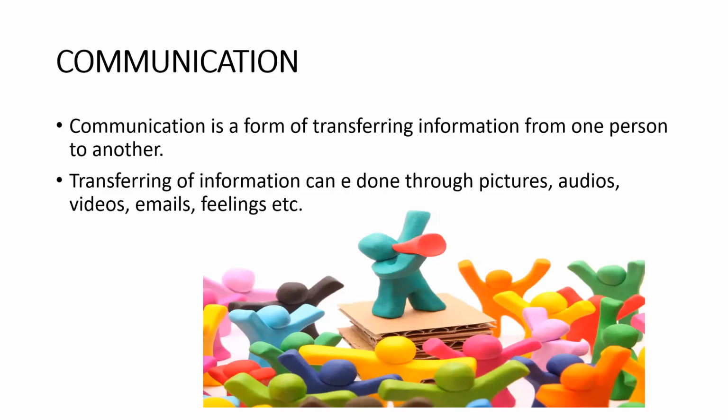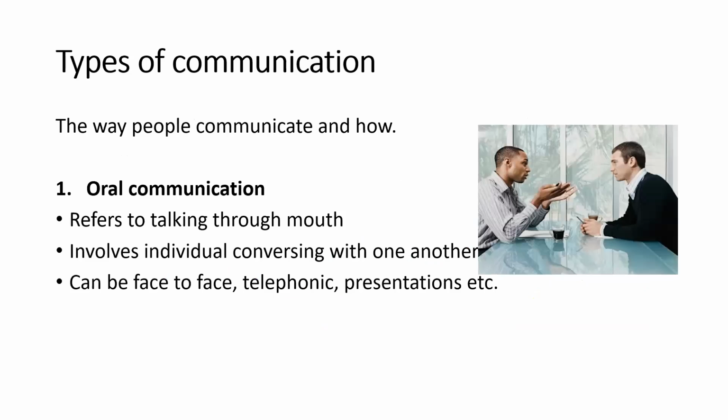Types of communication. When we say types of communication, we mean the way people communicate, like how they communicate. Let's start with oral communication. What do we mean by oral communication? Okay, this refers to talking through mouth. It's when one is conversing with another person orally, like now what we are doing, we are orally communicating. It can be either face-to-face, telephonically, or presentation, like what we are doing now.